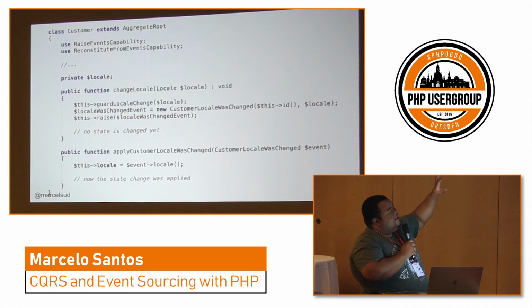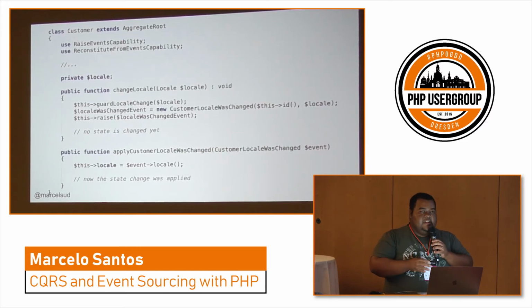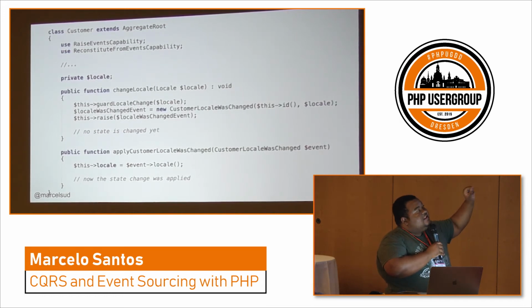Imagine I received a command from CQRS to change the locale of a customer. I will apply some business rules and ask, okay, can I change this locale? Yes. Then the next step, I will raise an event stating that this happened in the system. And one thing to notice is I didn't change the state here. So the locale was not changed yet. I raised the event, but the state is still not updated yet.